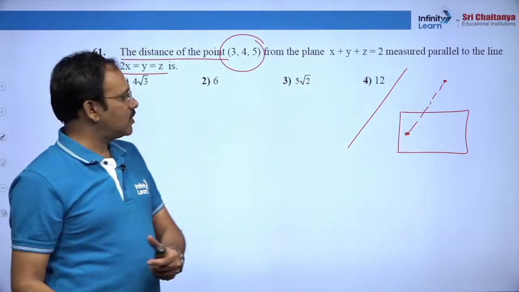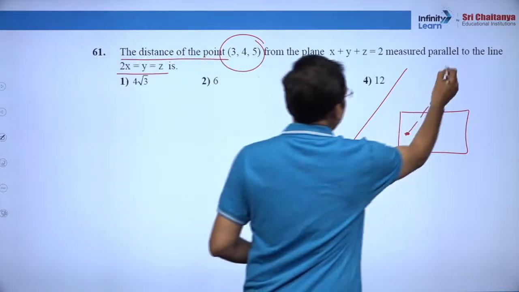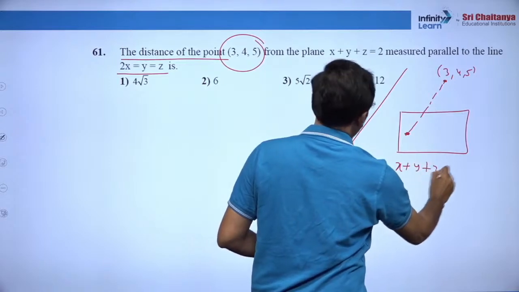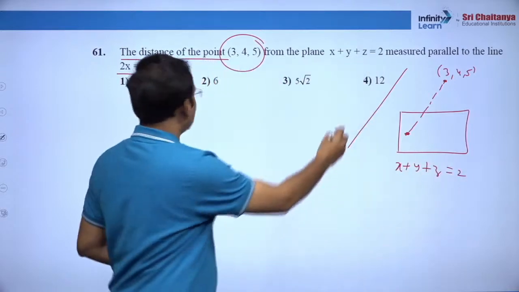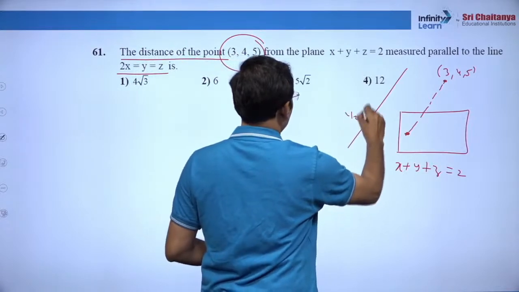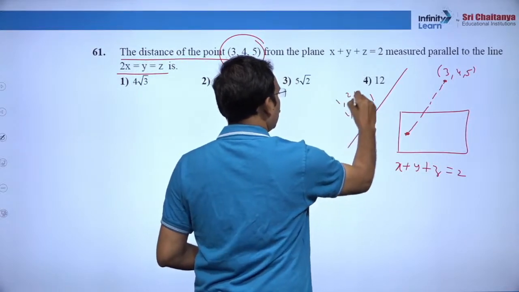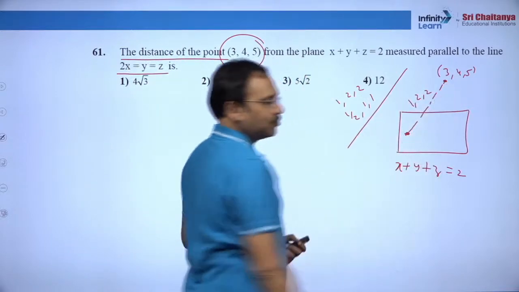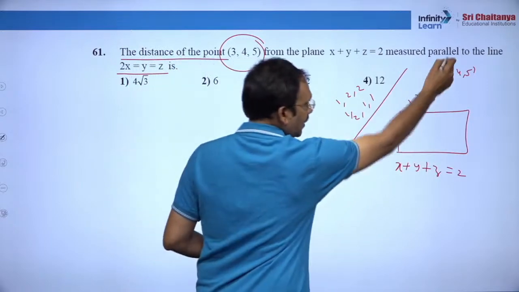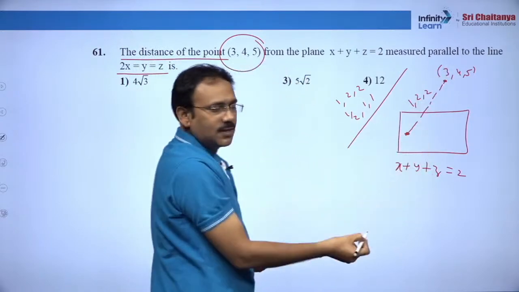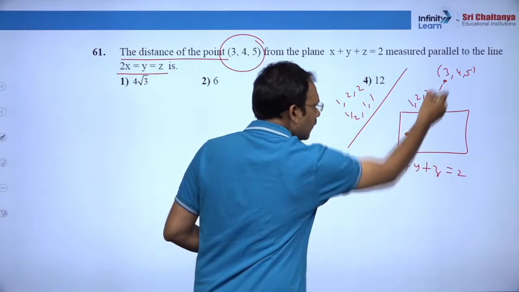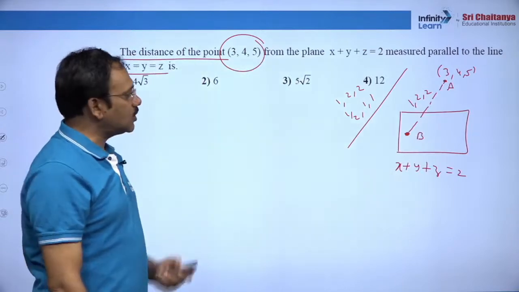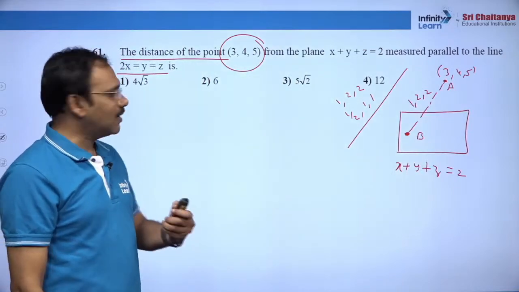If you want to do the procedure, you know this point (3, 4, 5) and you know this plane equation x + y + z = 2. You know this line's DRs are going to be 1, 2, 2. Now you can find a general point on the line, substitute this point in the plane, you will get this point, then you can find the distance between A and B. This is the procedure. Rather, you can also apply a shortcut, a direct formula.